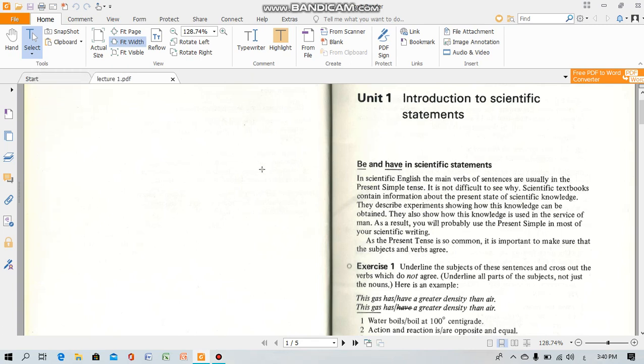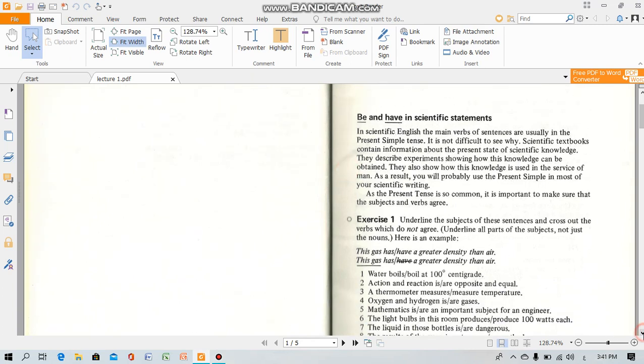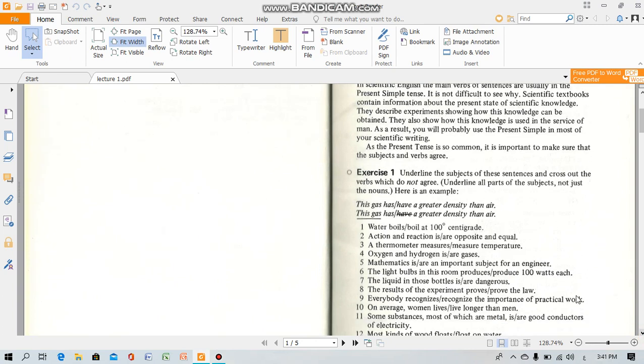Now we have an introduction to scientific statements. For example, here we have the differences between be and have uses in scientific statements. Here we have an exercise. First point, water boils or boil at 100 centigrade.